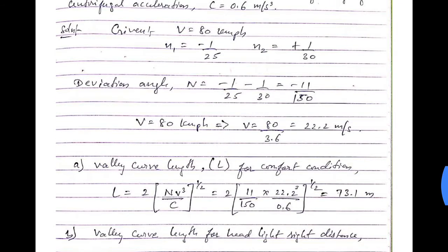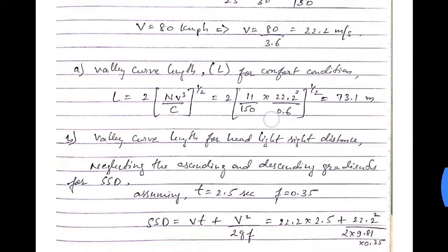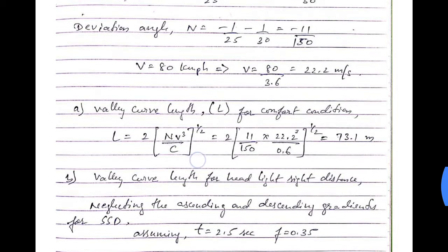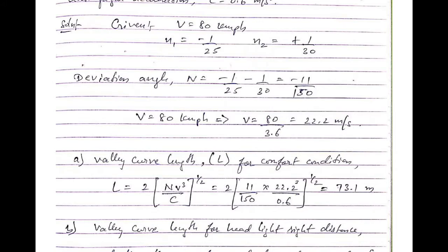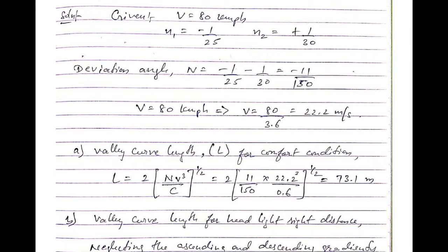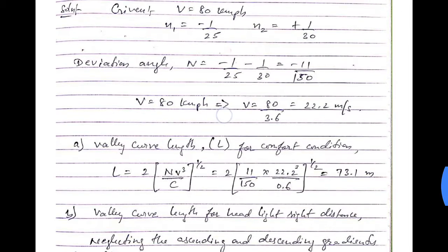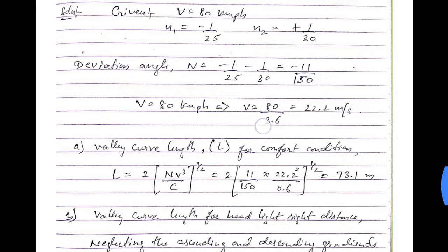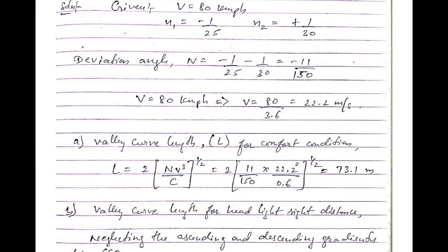Also, since velocity is given in kmph, we can convert it into meter per second in order to use it in this specified formula. Or we can also use it for the formula if we just convert this formula in terms of kmph. But here what we're doing is we convert kmph to meter per second. So 80 kmph, when you convert it into meter per second, you need to divide by 3.6. So it is 22.2 meter per second.